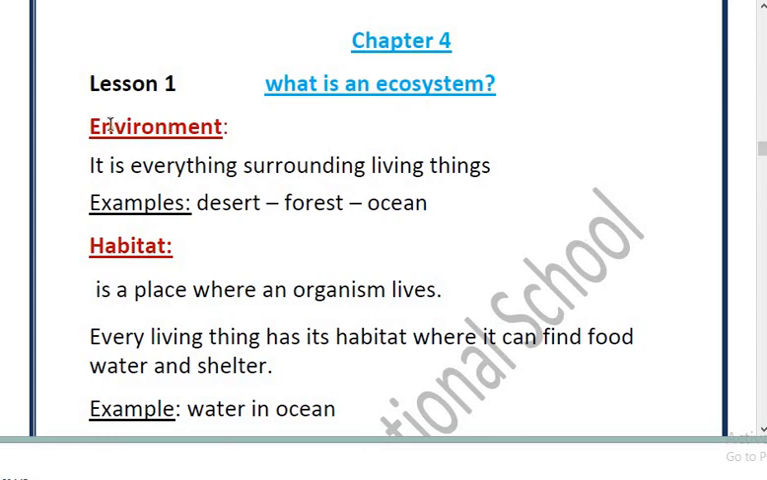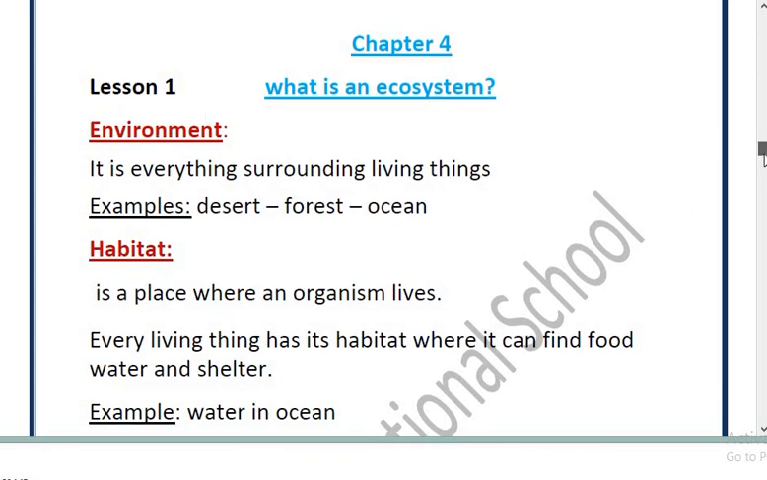So first, what is environment? Environment is everything surrounding the living things, just like the place surrounding them. It's the desert, the forest, the ocean, the city. This is the environment. It's everything surrounding the living thing.